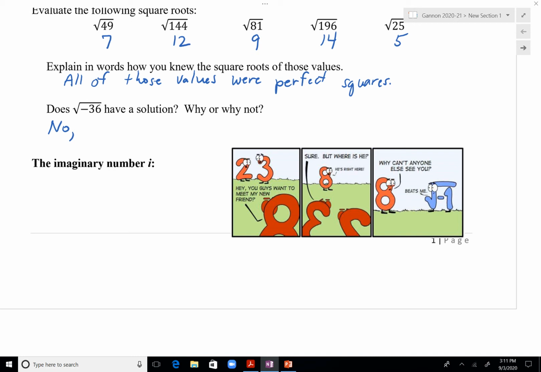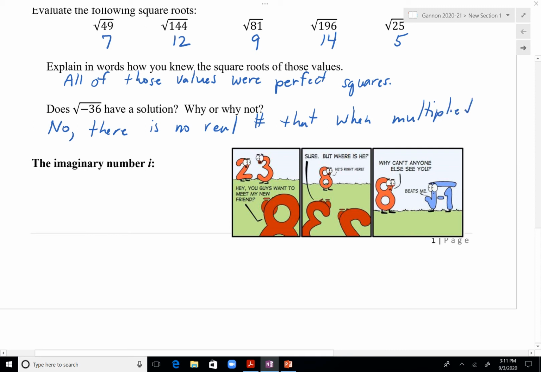So no, there is no real number that when multiplied by itself equals a negative.